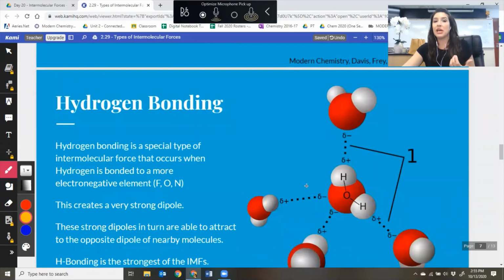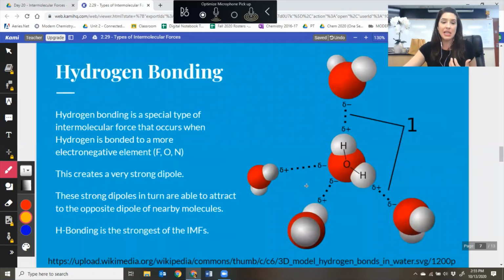So there's another type of intermolecular force that we're going to study this year called hydrogen bonding. And it's a bit of a misnomer because this is an intermolecular force, not a bond, but it does result from the presence of a hydrogen bond. So hydrogen bonding is a special type of intermolecular force that occurs when you have hydrogen bonded to a highly electronegative element like fluorine, oxygen, or nitrogen.